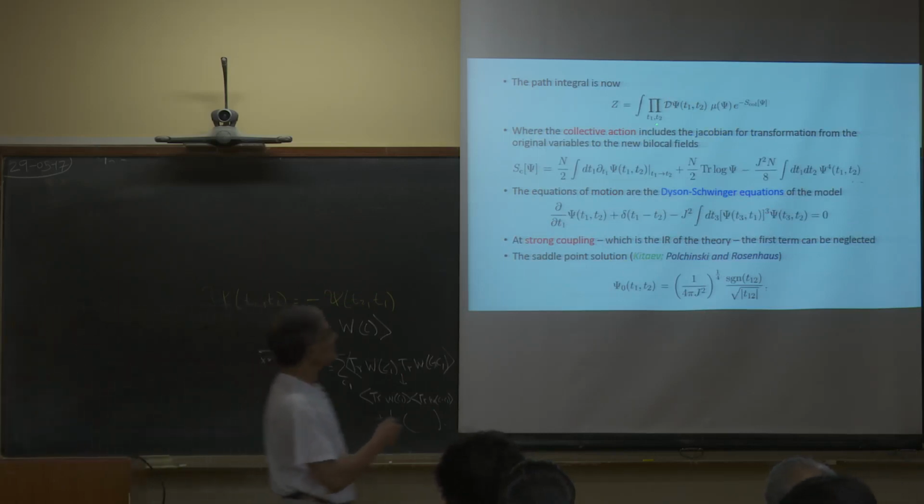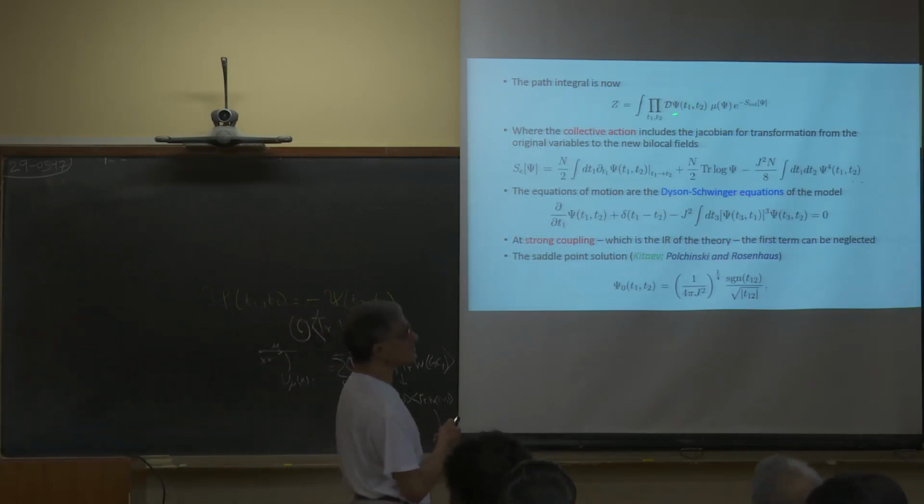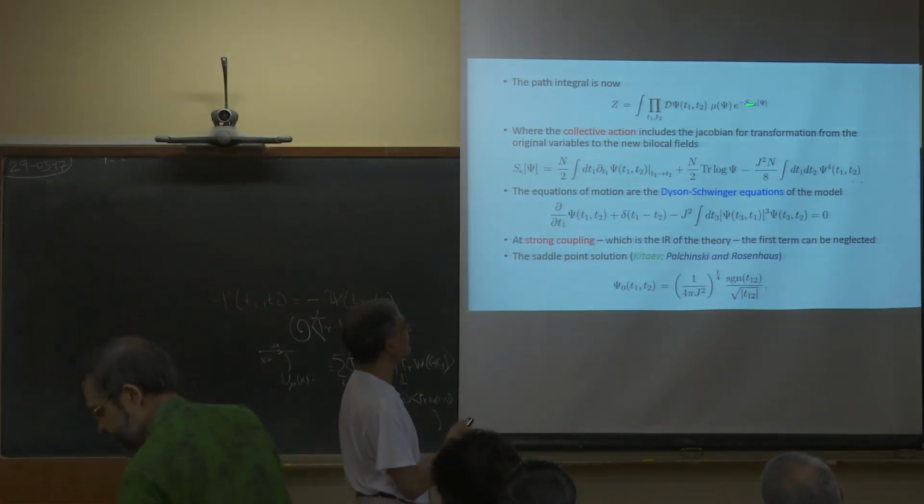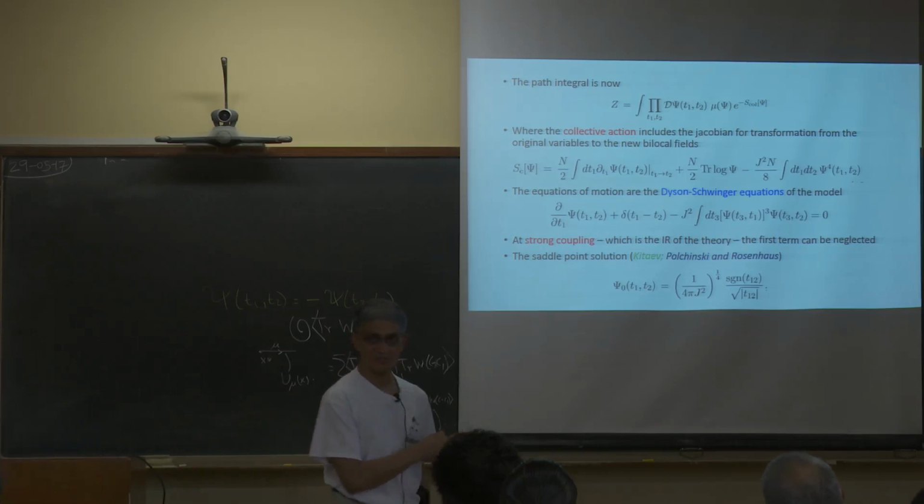So, it can be written as a path integral over these things. Forget about this mu of psi, that is only important to 1 upon N correction. And there is what is called a collective action. This is the action which provides the dynamics, and I have written out that collective action.